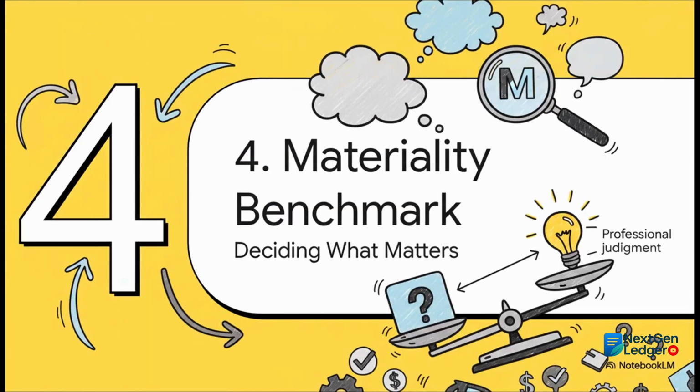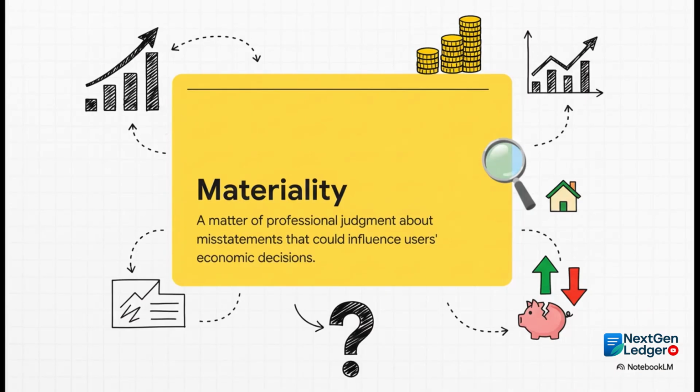Okay, let's get into Section 4. This is a big one, a concept that is absolutely at the heart of auditing, the materiality benchmark. This is all about using professional judgment to figure out what truly matters. So what even is materiality? Well, the official definition talks about misstatements that could influence the decisions of people reading the financial statements. But let me put it in simpler terms. Is an error big enough that it would make someone, like a bank or an investor, change their mind about the company? That's the real question.